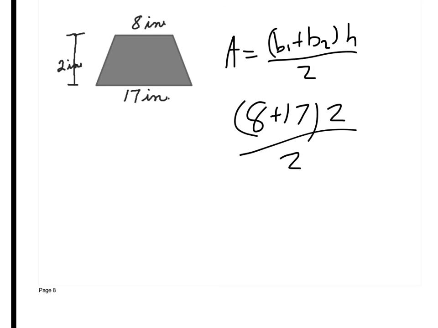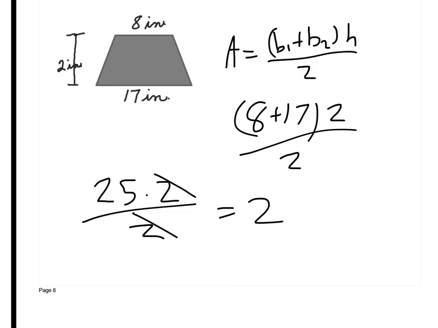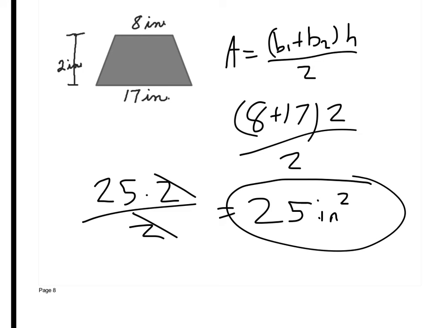What's 8 plus 17? 25. So I take 25 times 2 and I divide it by 2. Or in this case, I could just cancel out the 2's. What's my answer? 25. What's my units? Inches squared. It's a square unit. 25 times 2 is 50. 50 divided by 2 is 25. So you can just cancel the 2's out. Any questions?